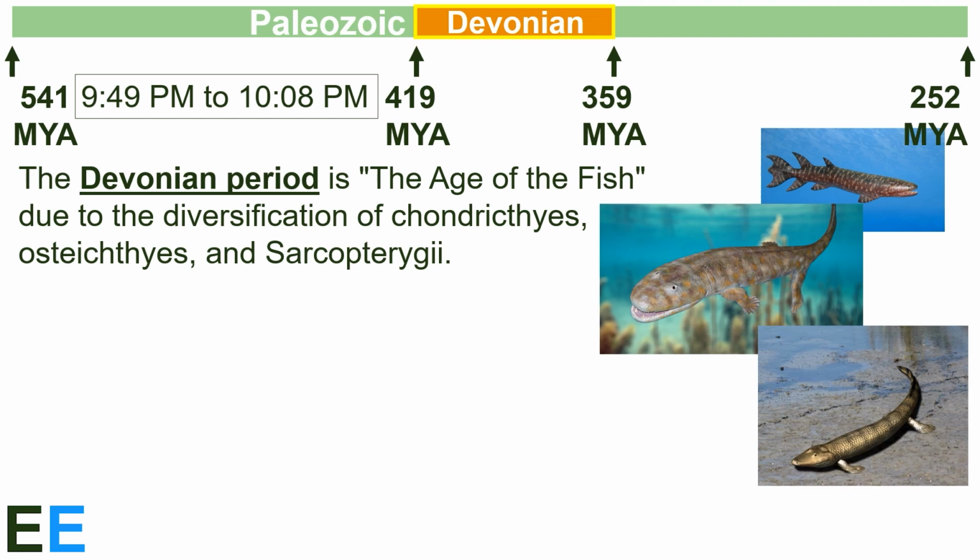Cartilaginous fish, fish like sharks and rays, bony fish, which are probably the fish you think about when you think about fish, and lobe-finned fish, like lungfish, which have actual bone in their limbs and can even drag themselves along the ground out of the water using their fins.